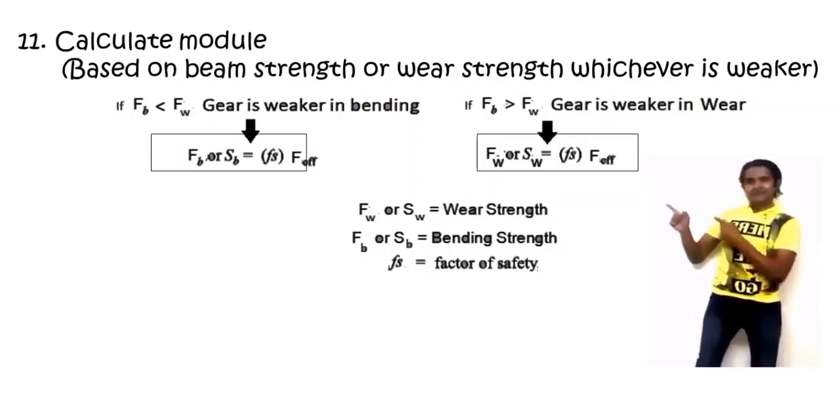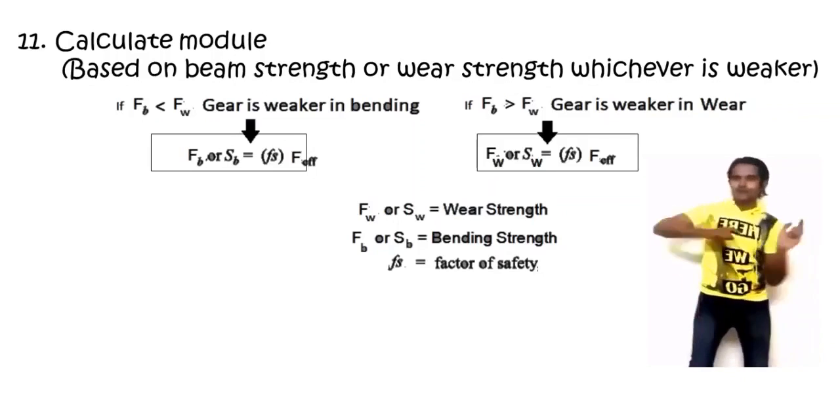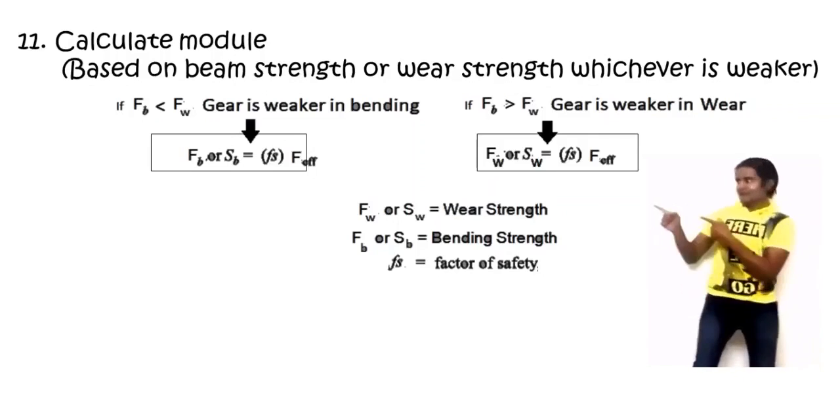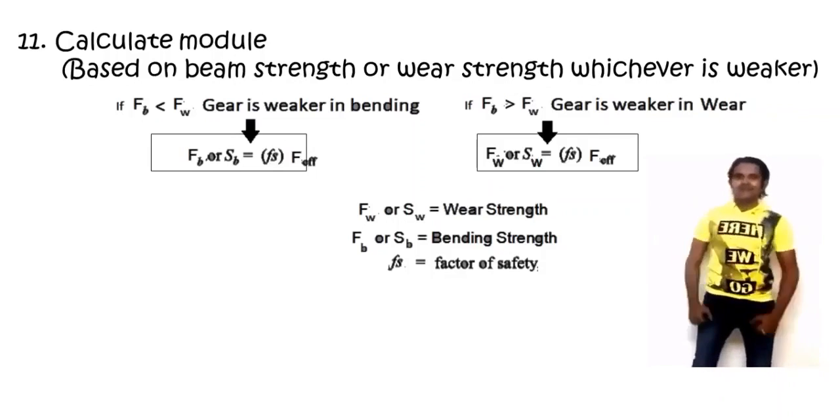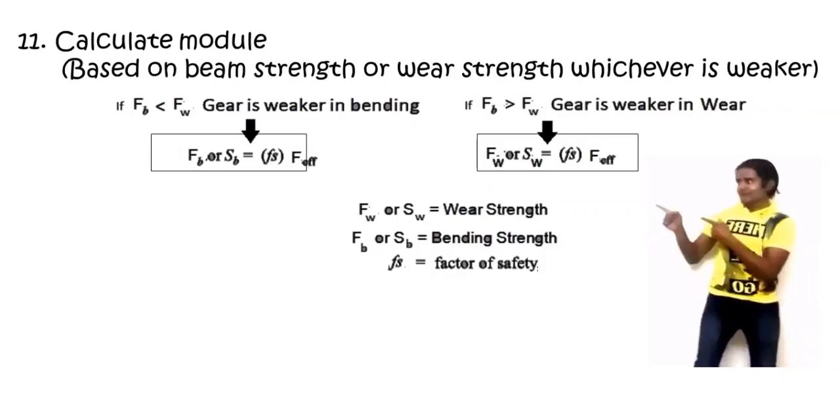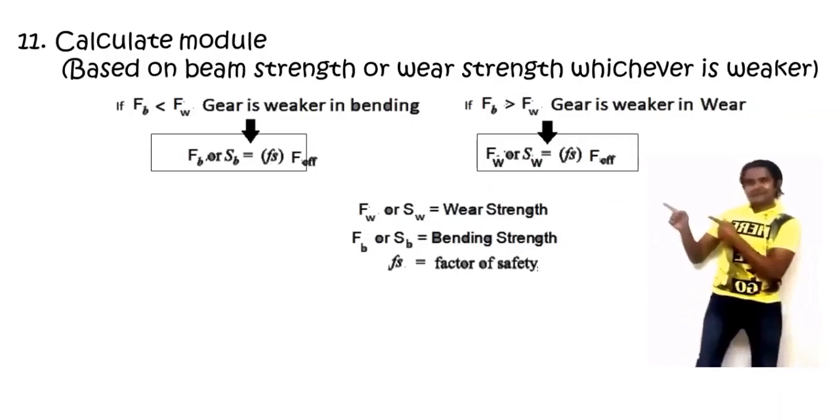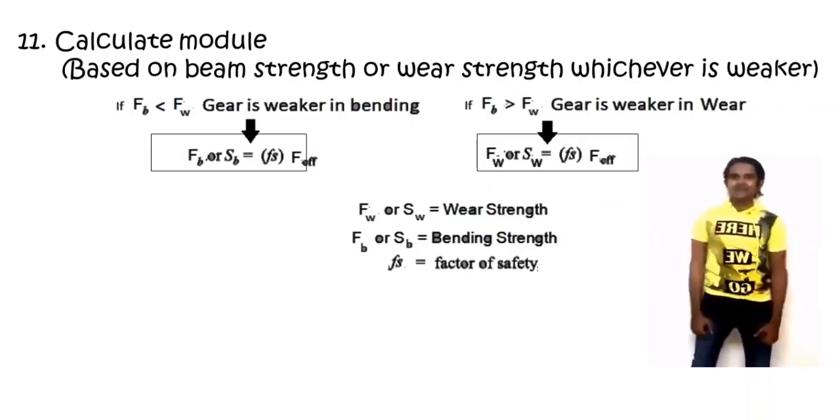FB or CB is factor of safety into F effective, right? FS is the factor of safety. But if you see that the gear is weaker in wear, then you should use this formula. How to decide if gear is weaker in wear? You can compare between beam strength and wear strength, and if you find that the beam strength value FB is more as compared to FW, then you can say that the gear is weaker in wear, and you can use this formula. FW is FOS into F effective.